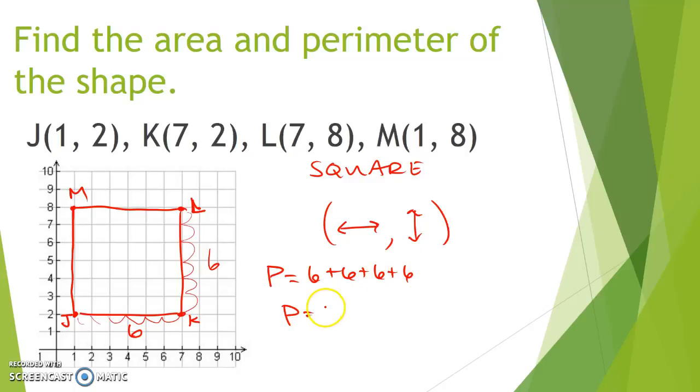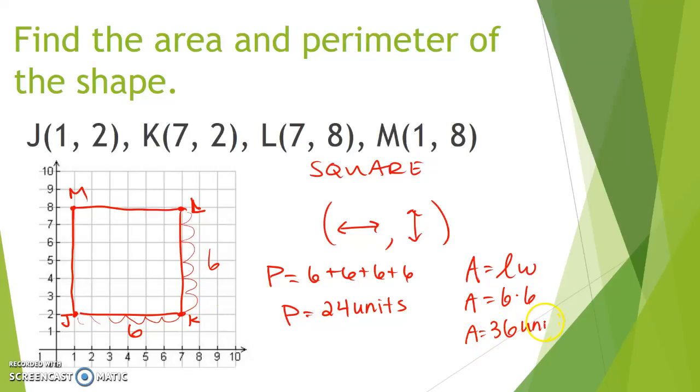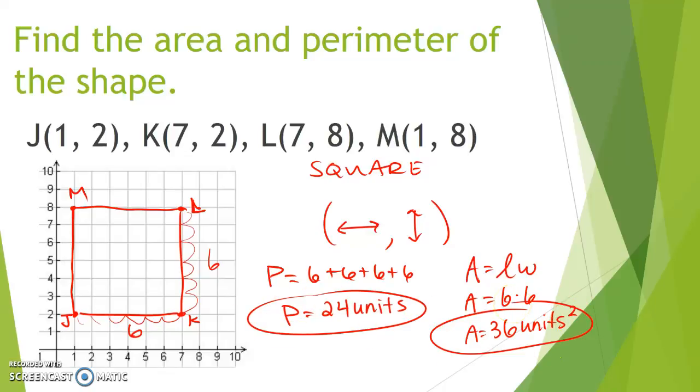So the perimeter here is 24, and since we don't have any labels, it's going to be units. And perimeter is not squared. Here, the area formula is length times width. So again, we already know the length and the width is 6 multiplied by 6. So our area is 36. Again, we're going to use units, but area here is squared. So the perimeter is 24 units. The area is 36 units squared.